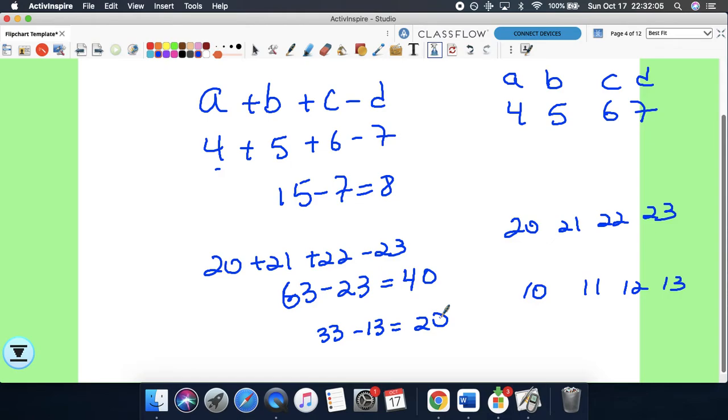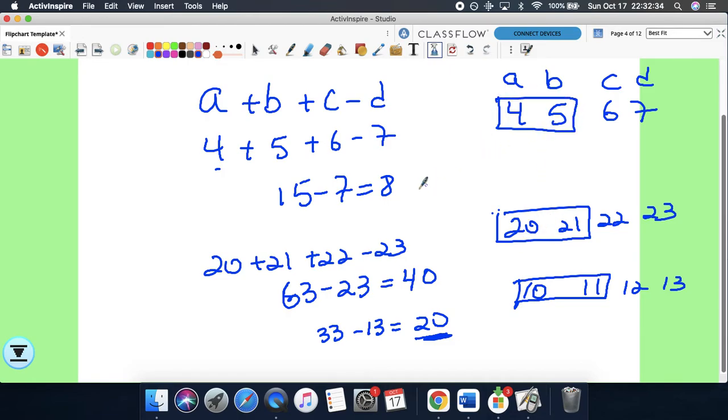Did you notice something happening? Okay, I see something. So I see that the answer is always going to be one less than the sum of the first two. So the answer to this is going to be one less than the sum of the first two. That's true here. If I add these two and take away one, do I get the answer? If I add these two, take away one, do I get the answer?